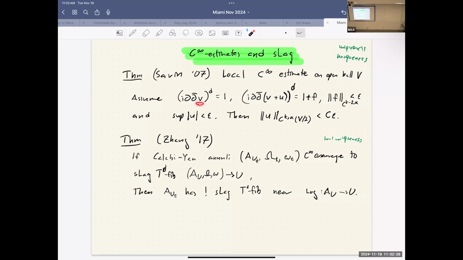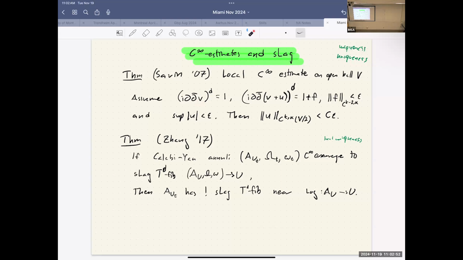My v here is the Calabi-Yau potential, and my u is whatever I add to this to get this real Monge-Ampère potential. And the sup of u less than epsilon is what comes from the previous slide. Exactly. Yes. That's it. And this is needed.